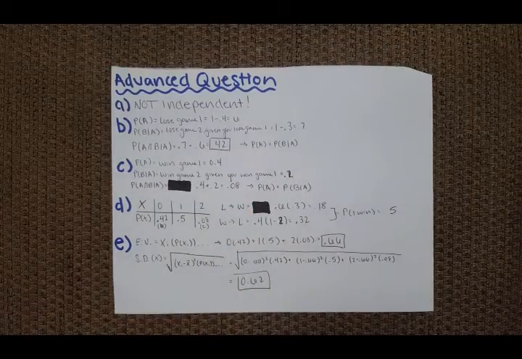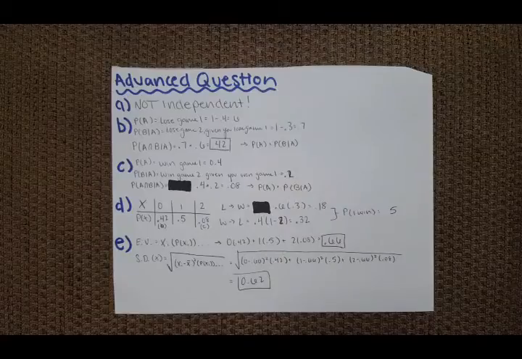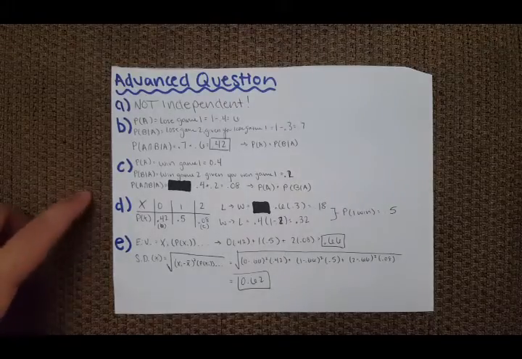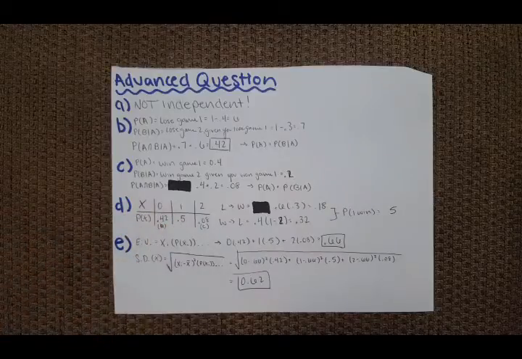So then part D asks you to construct a probability model for X, where X is the number of games you win. So you can either win 0 games, 1 game, or 2 games, depending on how you do.